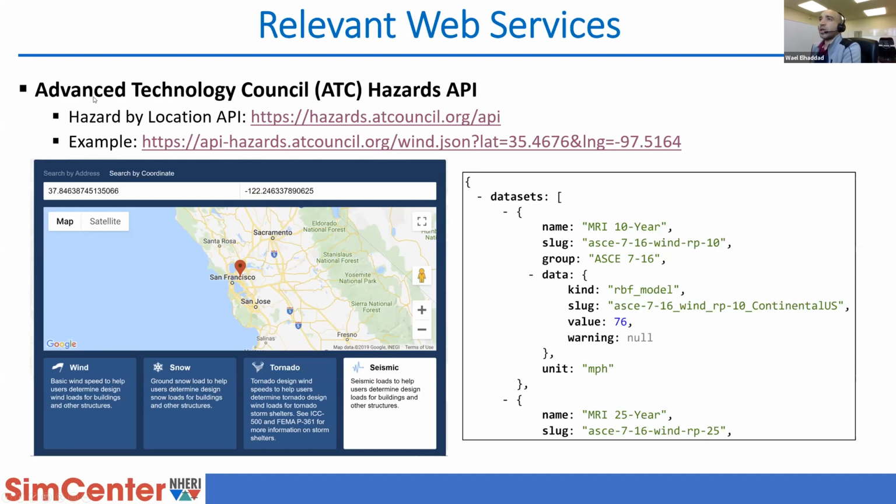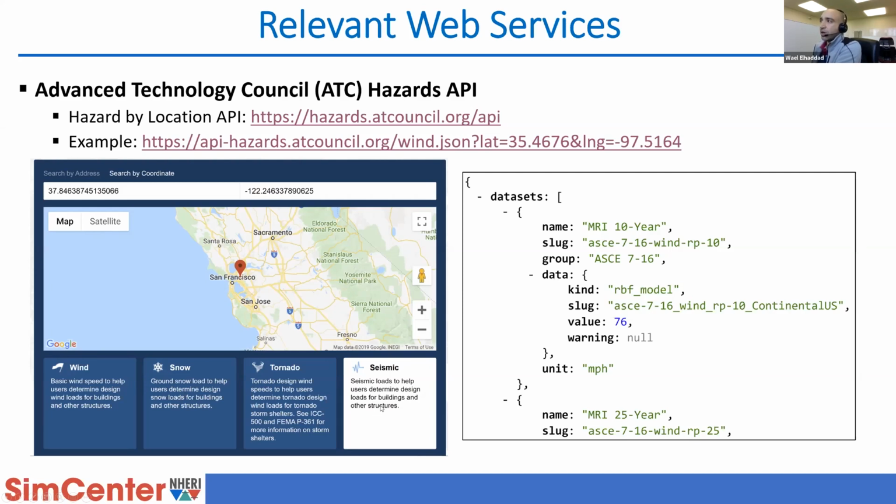But one example here is the Hazards API by the Advanced Technology Council, and it's available here in this link. And this is one example of how you can call it. But before I call it, I want to tell you that if you go to the ATC Hazards website, this is actually a paid service. You can use it to get hazard information in different locations. So you can click on a point on a map and get things like the wind hazard, the seismic hazard, and so on.